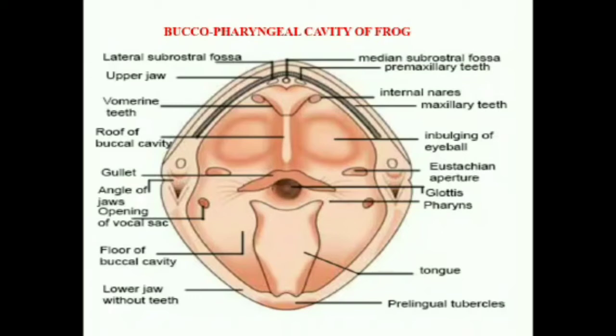Now see, in the buccal cavity there are two additional things I was telling you about. Just see the upper jaw. Just below the upper jaw they have labeled subrostral fossae. There are 3 subrostral fossae, 2 are lateral, 1 is median. Fossa means depression. In front of the upper jaw you will see 3 depressions, one at the center which is median and 2 at the sides which are lateral.